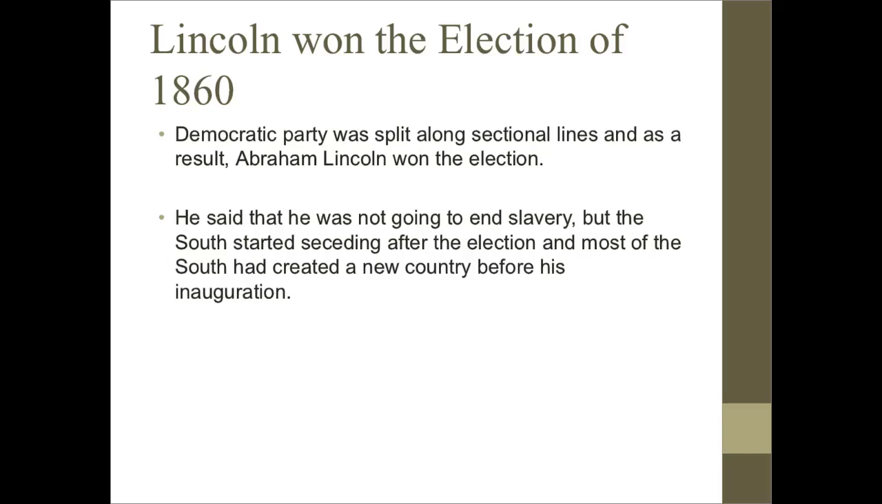The South thought that Abraham Lincoln was going to end slavery, and so they decided that they're going to leave the country rather than risk Abraham Lincoln taking away some of their rights, their state's rights. And so most of the South had actually already left to form a new country before his inauguration even happened. And that's when the Civil War will have started.